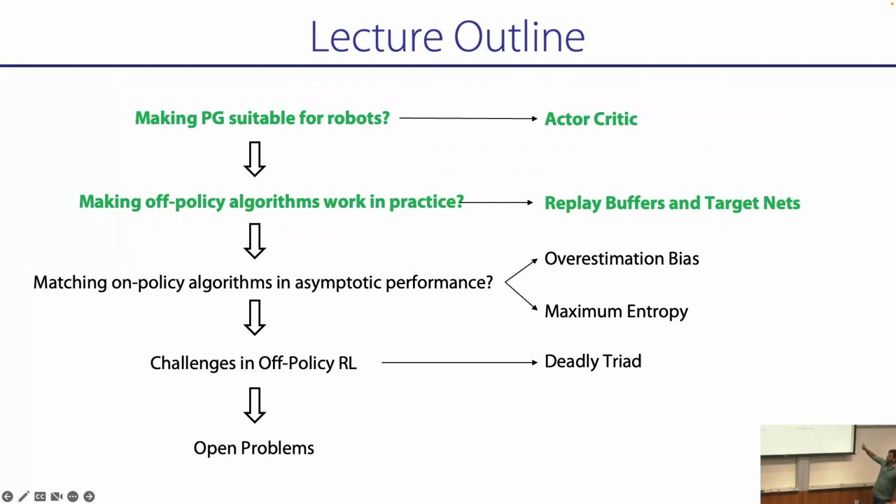So we talked about how to go from policy gradient to actor-critic. We talked about how to make things practical with target networks, replay buffers, and removing the actor. Right. Everyone follows? Any questions, opinions, thoughts?